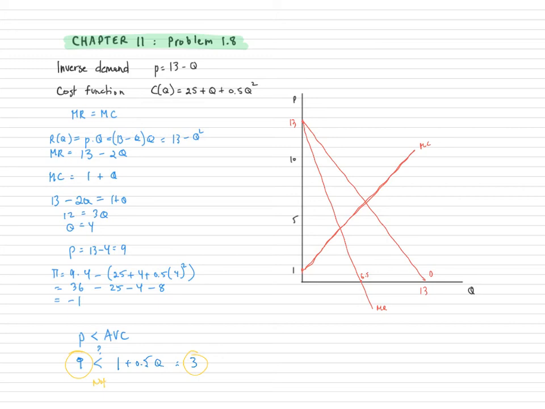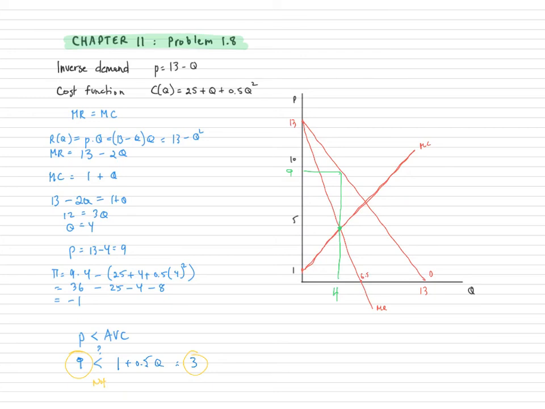All right, if I have these, I can find the profit maximizing quantity by setting marginal revenue equal to marginal cost. So that's going to give us our 4. I'm going to go straight up here to find the profit maximizing price. So that's our 9.